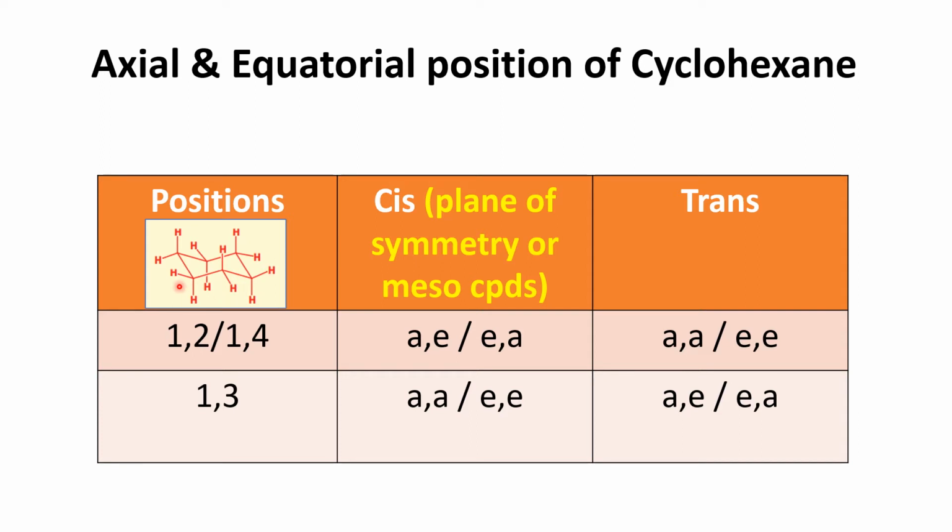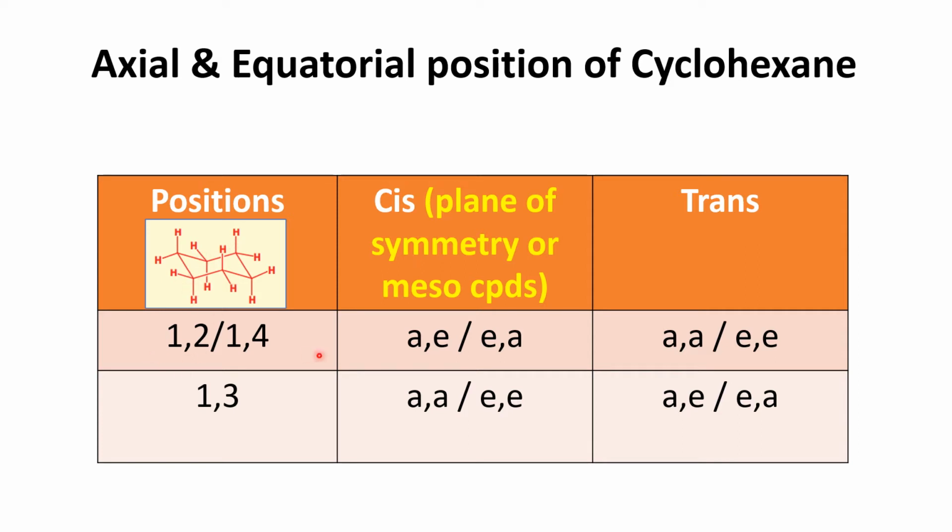And the main trick which you need to keep in your mind is really very helpful. Don't miss it. For 1,2 and 1,4, the cis position is axial-equatorial or equatorial-axial; these two positions we call cis. And axial-axial is trans for both 1,2 as well as 1,4. 1,2 means this 1 and 2, otherwise this 1 and this 4. This is 1, 2, 3 and 4. It may be 1 and 2, or 1 and 4.